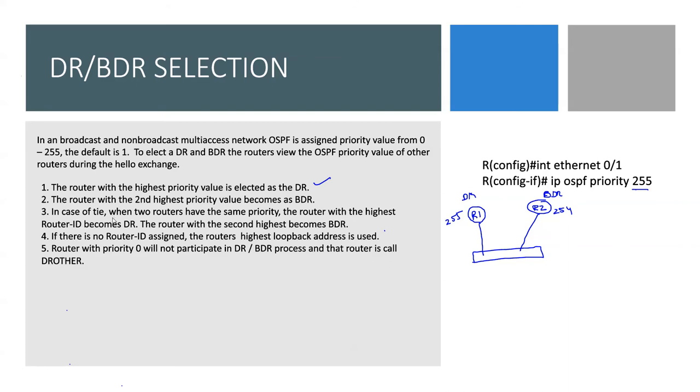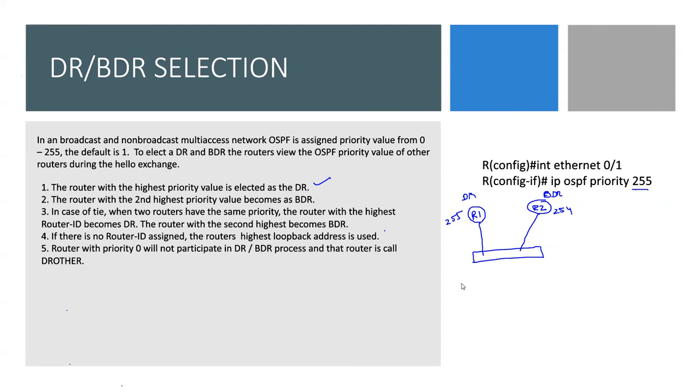Now in case there is a tie between the two routers and the priority is the same, the router with the highest router ID becomes the DR. So again, it's the same concept. That's the second step. Like if you do not give a priority to these interfaces and they're already 1 on both of them, that's a tie. And then the OSPF will look at the router ID, and if the router ID on this one is set to higher than R2, then this will be the DR.